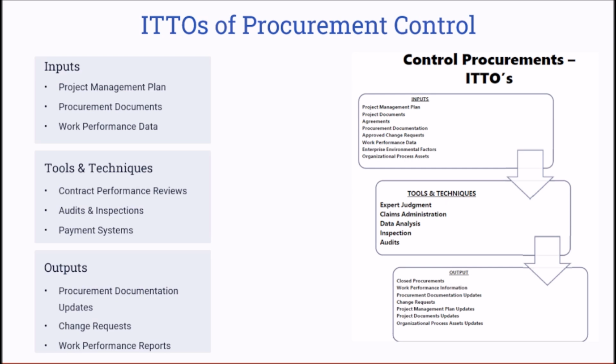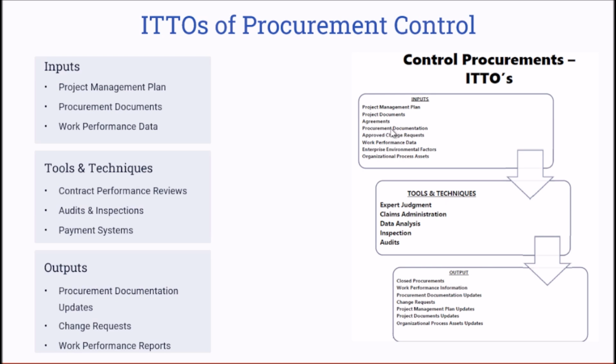ITTOs here we have are the project management plan, where we have a procurement plan, the project documents, agreements, and procurement documentation. The agreements are what you have established between you and the vendors when you executed and selected the bidder, or the contractor. There will be an agreement between you and the vendors or suppliers. So these are considered as agreements.